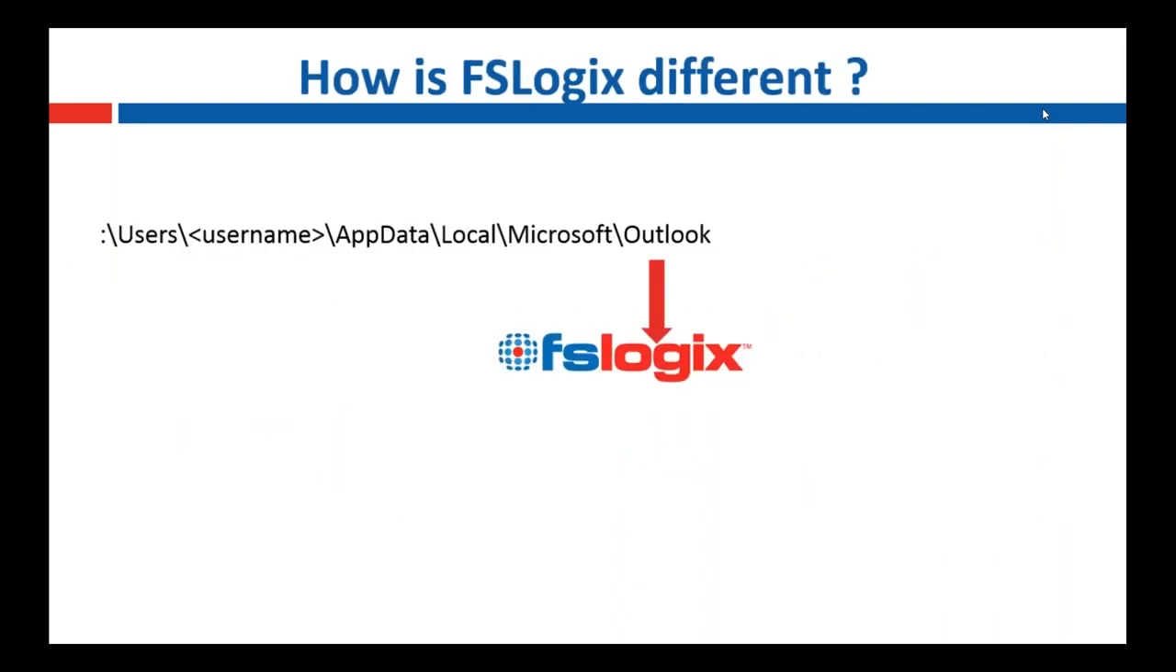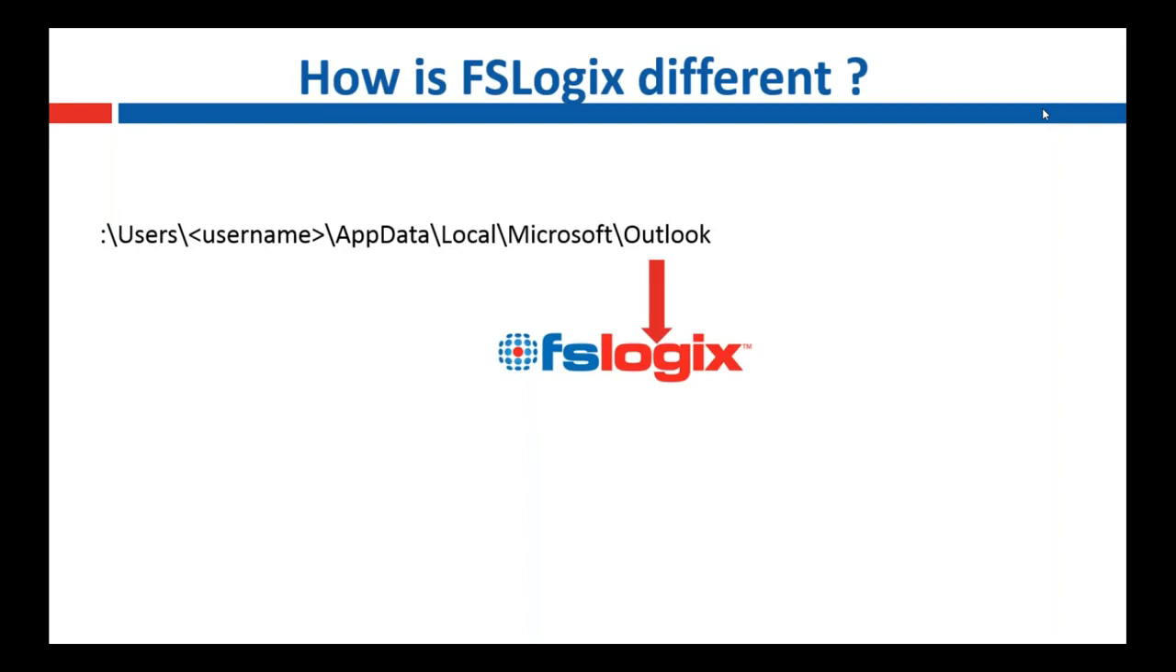So what are we doing? In a nutshell, we intercept C:\Users\%username%\AppData\Local\Microsoft\Outlook, and we take that folder and put it into the FSLogix container. I'm going to show you some screenshots so you can wrap your head around it, but all we're doing is mounting that folder as a VHD. This isn't anything really technologically new. This has been going on for a while. Microsoft created these many, many years ago.